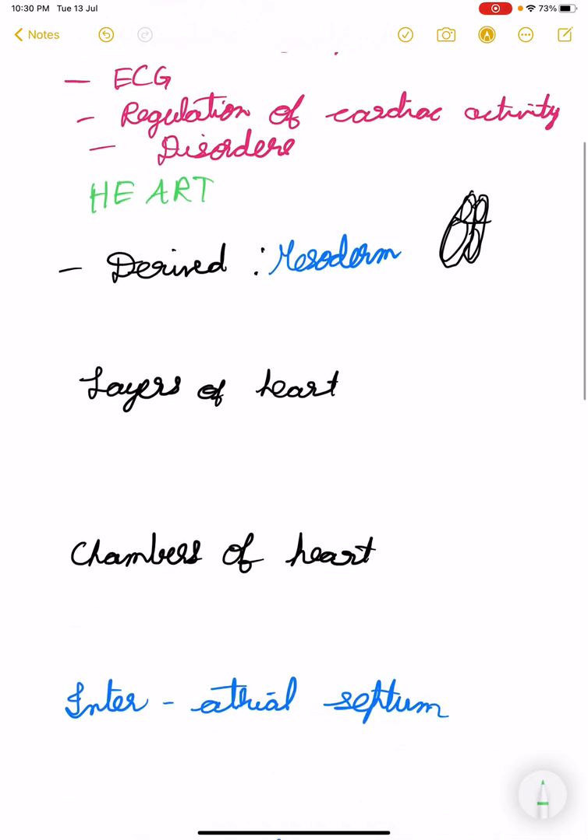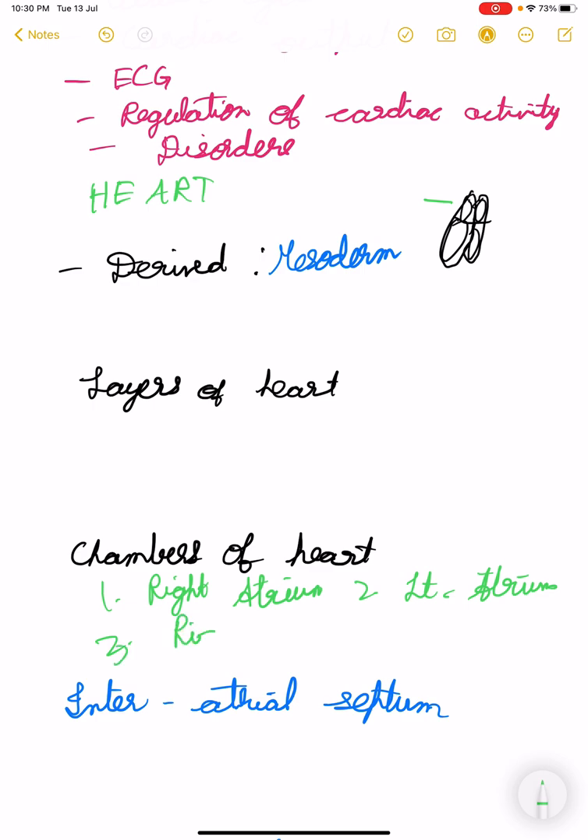Those 4 chambers are, first one is, this one is your right atrium. On the left hand side, we have left atrium of the same one. Left atrium, the top one. In the bottom, on the right side, it is right ventricle. And on the left side, we have left ventricle. These are the 4 chambers of our heart. So respectively, see, this one is right atrium, left atrium, right ventricle and left ventricle, mesoderm origin.